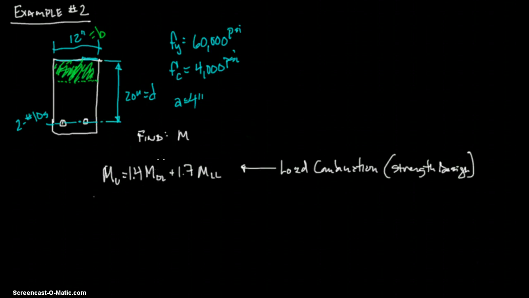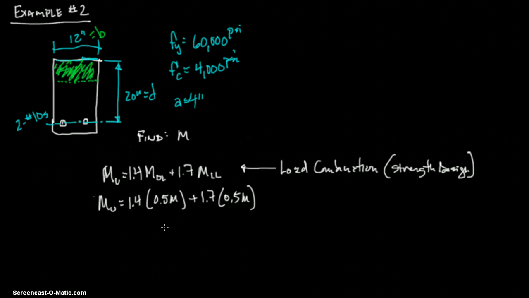So this is your moment from dead load, that's your moment from live load, and we're multiplying them by 1.4 and then 1.7. From here, this is the confusing part. You're saying that half is MDL and half is MLL. So you could substitute in 0.5 M for that, and then 1.7 times 0.5 M.